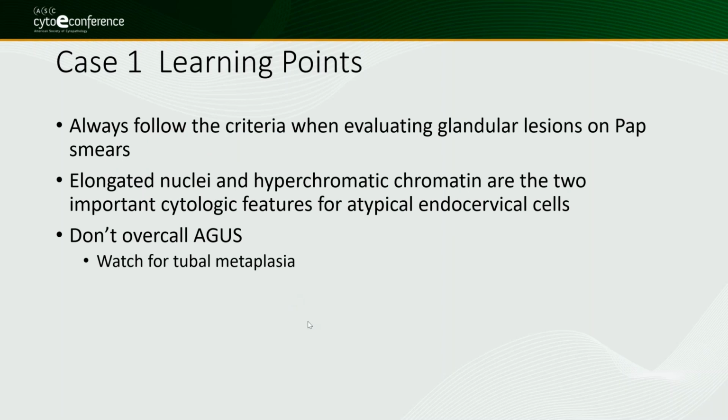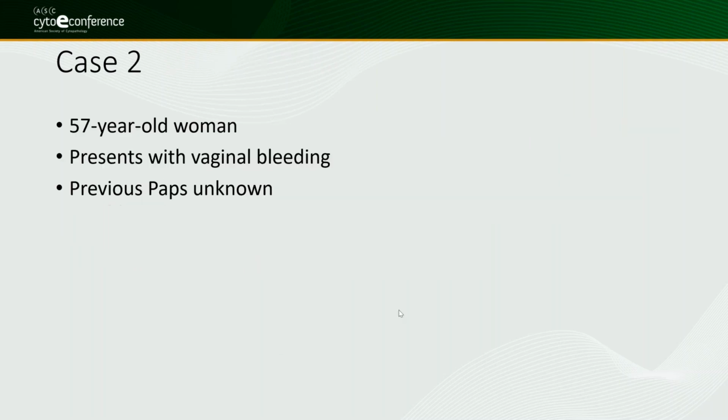And so for case 1, the learning points are, again, always follow the criteria when evaluating glandular lesions. Elongating nuclei and hyperchromatic chromatin are the 2 most important features when we call something atypical endocervical cells. Don't overcall AGCs. Watch for tubal metaplasia.